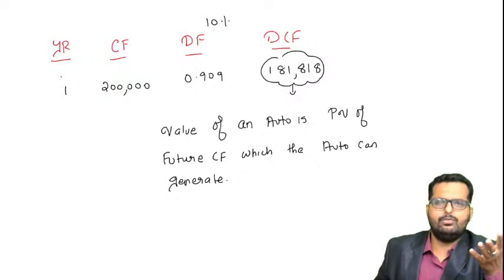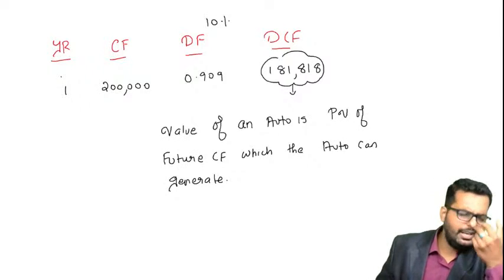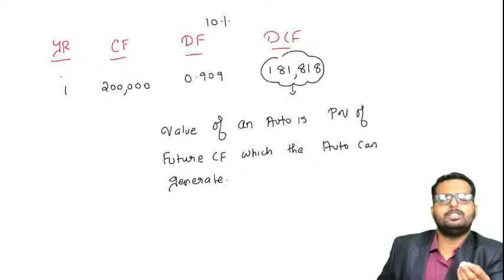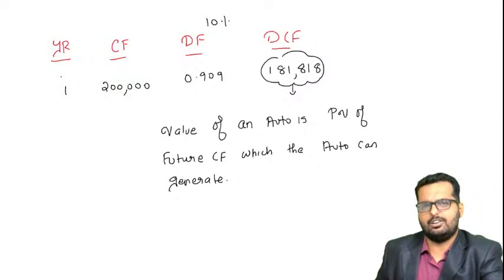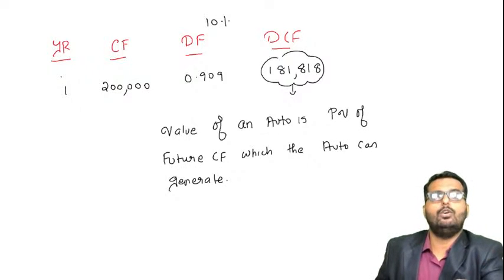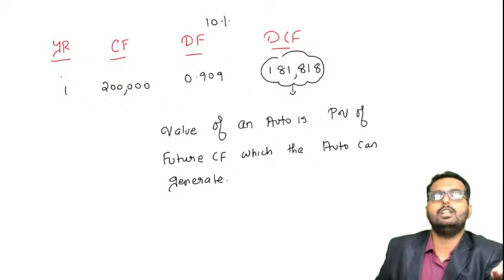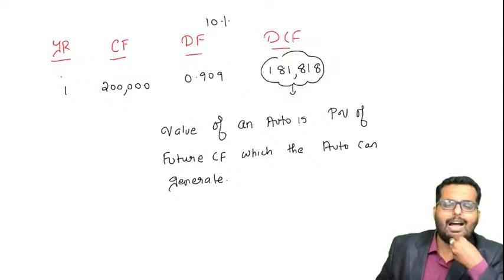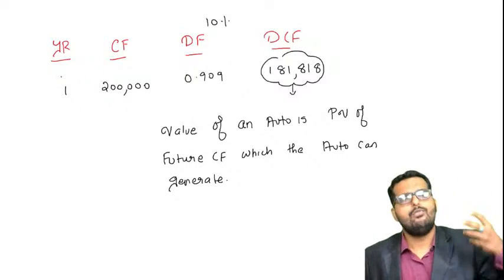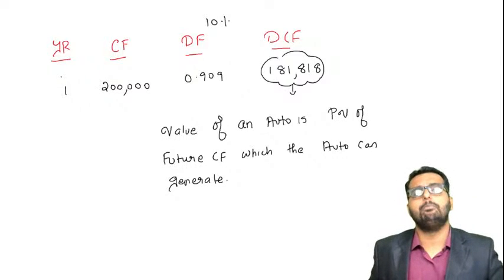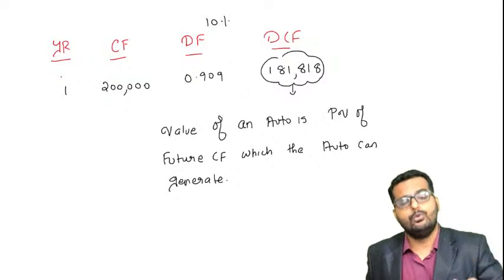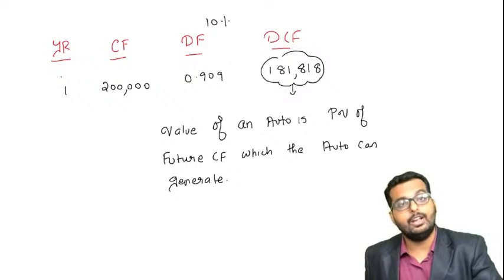But tell me about any flop actor. Think of any flop actor that you know. They won't be charging even 10% of what Rajinikanth is charging. Why? Because value of a flop actor is nothing but present value of future cash flows that the flop actor can generate. So that is the whole story. Value of an asset is nothing but the present value of future cash flows. I can go on and on with this.